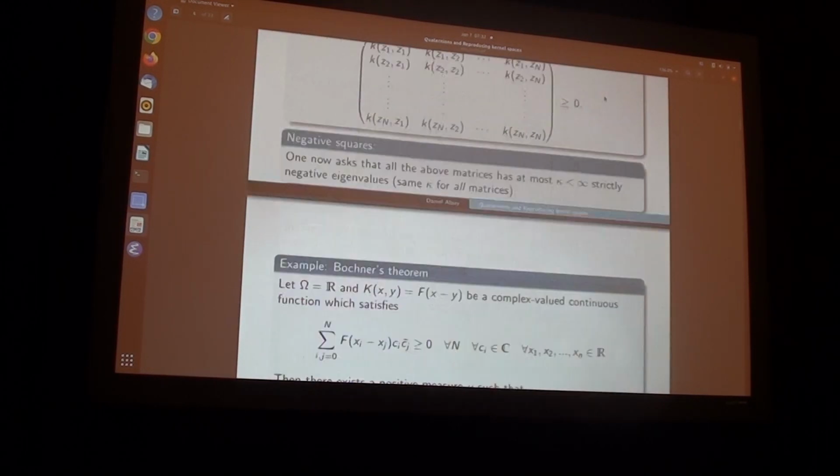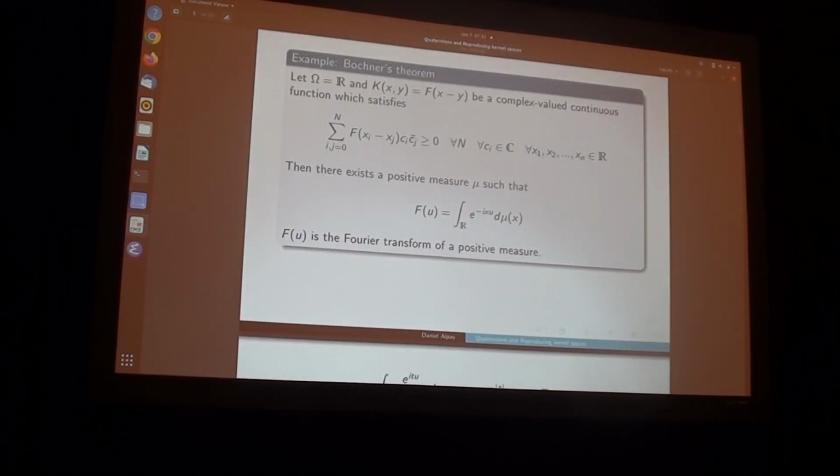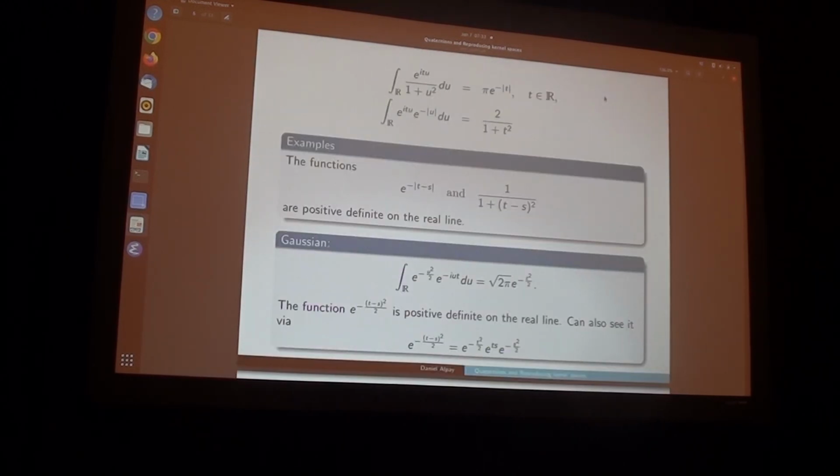If we want some examples, the first important example of a positive definite function is Bochner's theorem, saying that a function f(y) will be positive definite if and only if it is the Fourier transform of a positive measure. And to see some more applications of this result, here are two classical examples where you can see that these functions are positive definite on the real line, and the Gaussian also. These are classical examples just to illustrate what is going on.